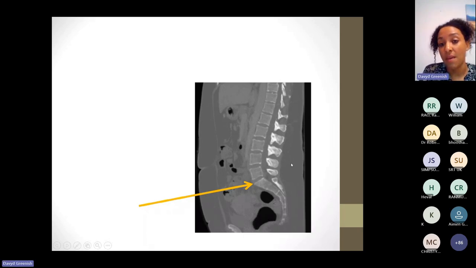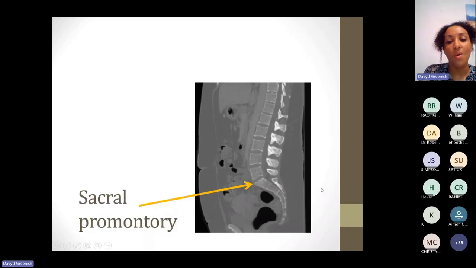This one I just threw in because it came up a lot in my practice questions. Again, I think it's one that's favoured in the books. So this is the sacral promontory.